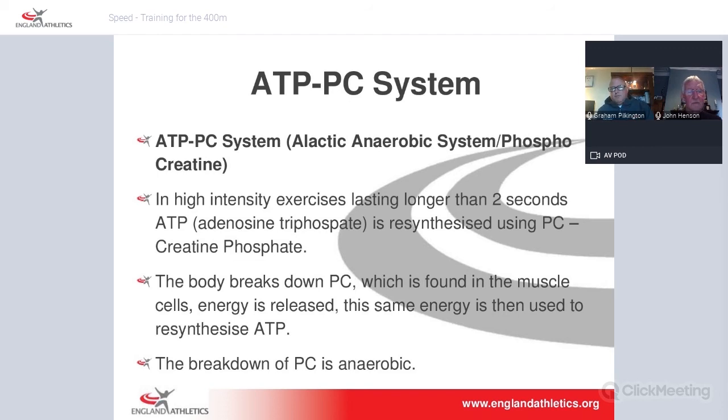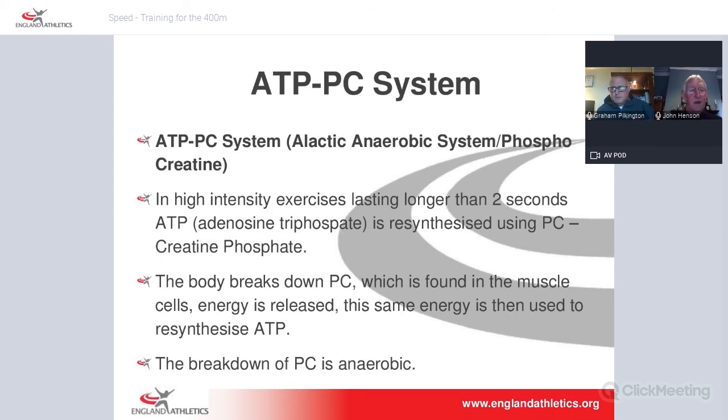It takes quite a long time for that to get back into the muscles. So this is why, if you're doing a pure speed session and you're looking at utilizing that, you've got to give fairly long recoveries in between in order for that to resynthesize. I think you had a point to pick up on that about how it actually works, John.